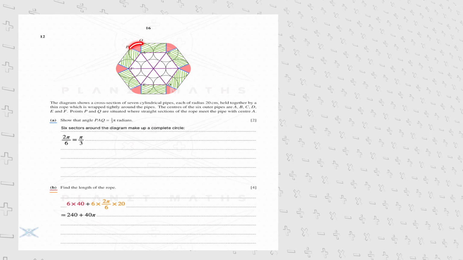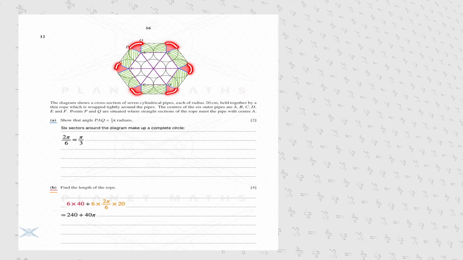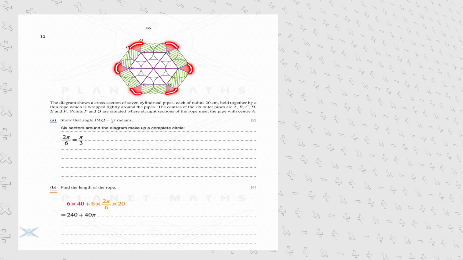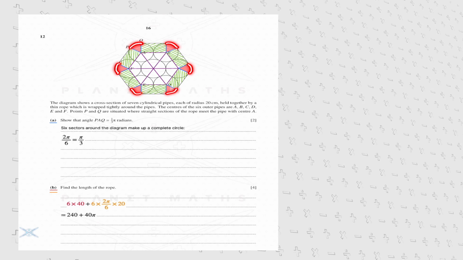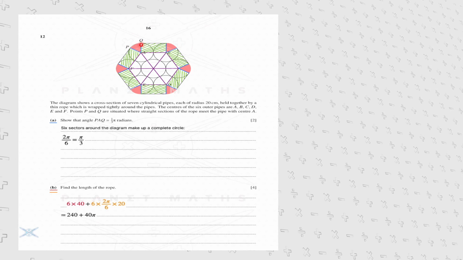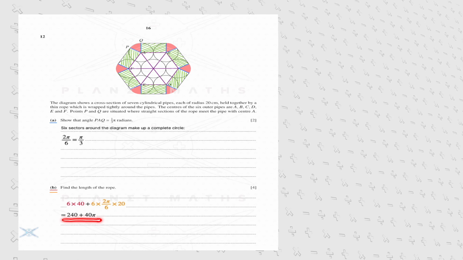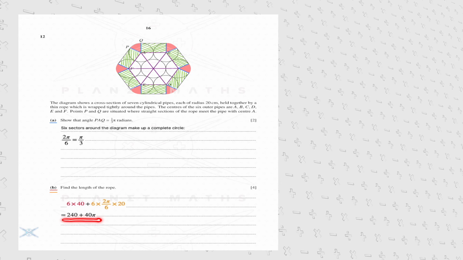As for those arc lengths, we have already determined that all of those 6 circle segments make up an entire circle, so we simply need to calculate the circumference of a whole circle, or we can just calculate 6 times the arc length of each circle. Either way, we have to multiply by the radius, which is 20, and after simplification we can conclude that the length of the rope can be represented by the expression 240 plus 40 pi.